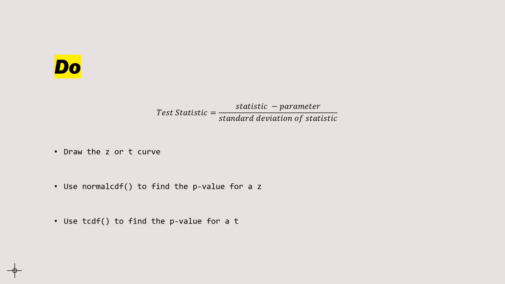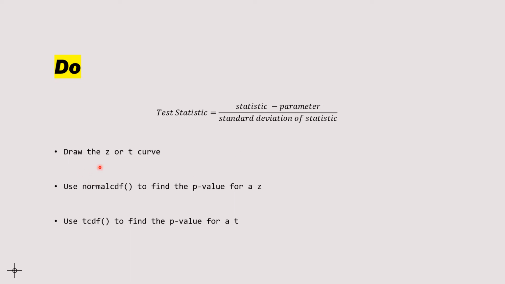Okay, under do, so doing your test statistic. You take your statistic, the value that you found, the x bar, in this case the mean that was found. You subtract from it the parameter, which is the number that you put in your null hypothesis. Whatever you put in your null hypothesis goes here. And then the bottom is the standard deviation of the statistic, which is sigma over the square root of n.